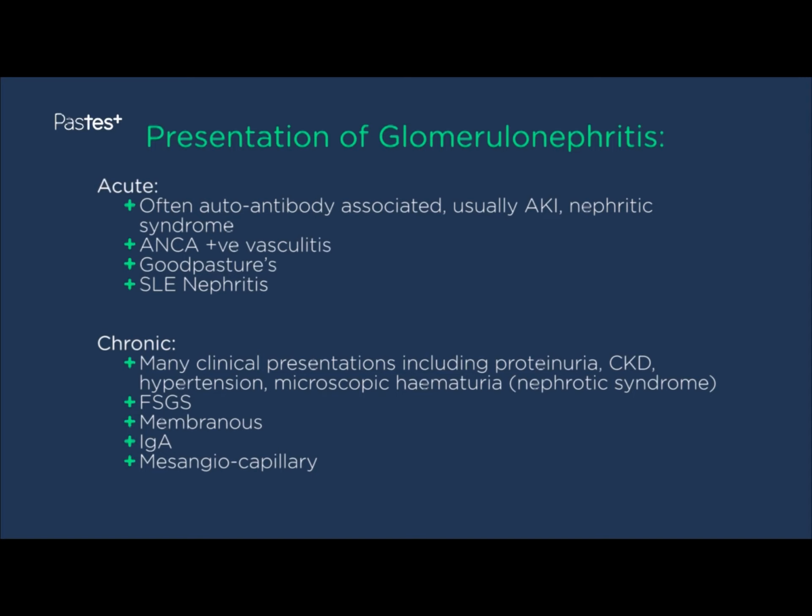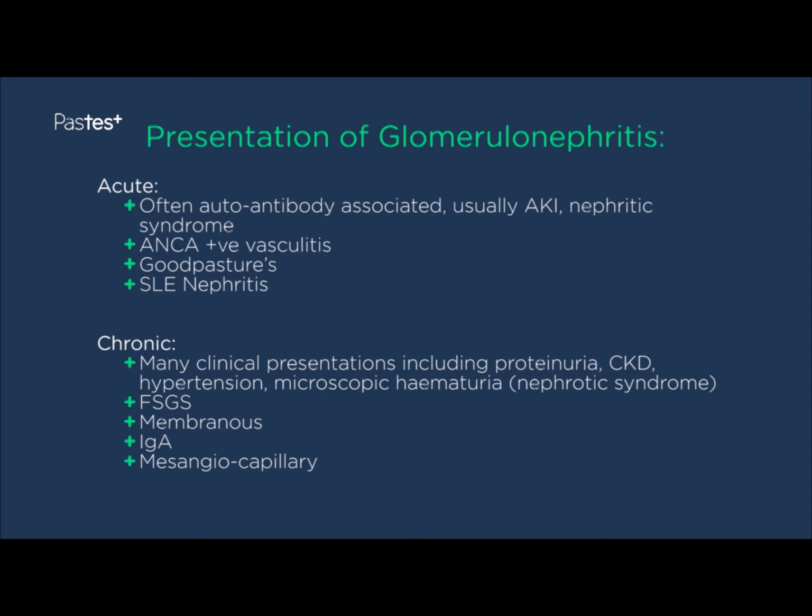So for example, ANCA-positive disease associated with serum ANCA, Goodpasture's syndrome associated with anti-GBM disease, and of course lupus nephritis with anti-DNA antibodies. The more chronic forms of glomerulonephritis may present with proteinuria, with chronic kidney disease, with hypertension, and with either visible or non-visible hematuria. And the types of glomerulonephritis associated with those presentations might be focal segmental sclerosis, membranous, IgA nephropathy, and mesangiocapillary GN.